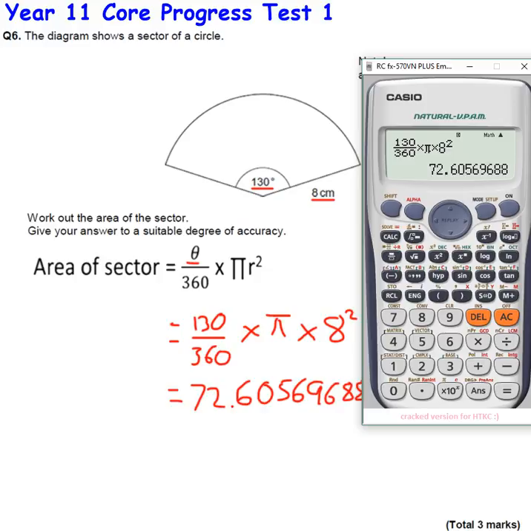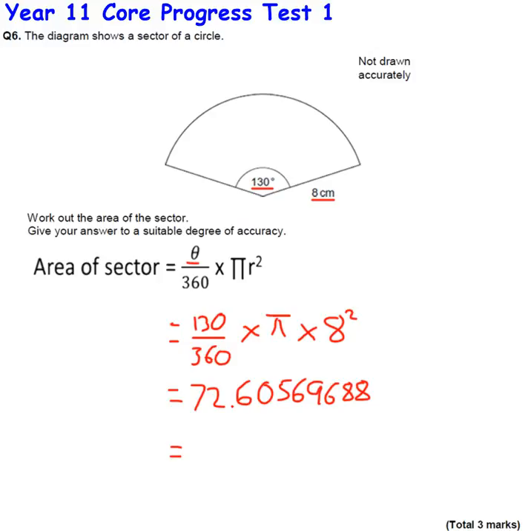Now that you've got the number written down, you now need to look at the rest of the question. It tells us to give our answer to a suitable degree of accuracy. So in this case I'd say 2 decimal places. So the answer is 72.61, as the third decimal place is a 5, so we need to round the second decimal place up.